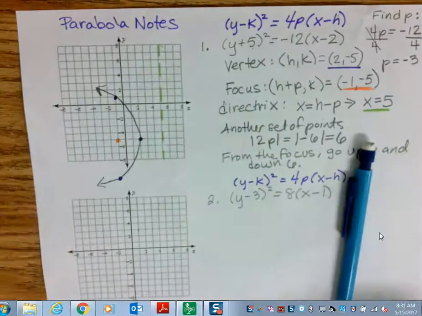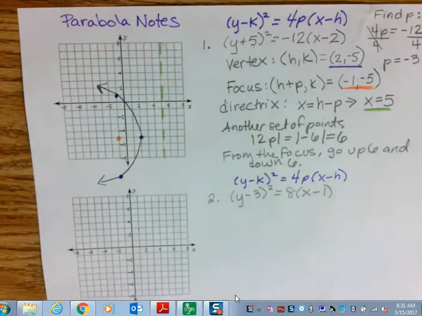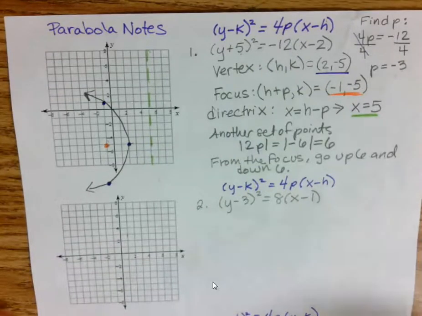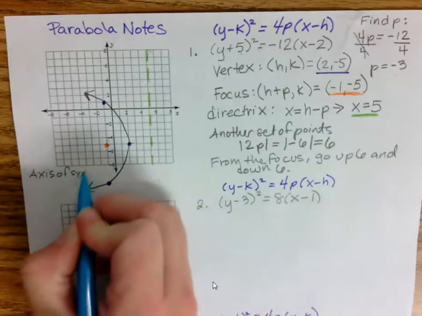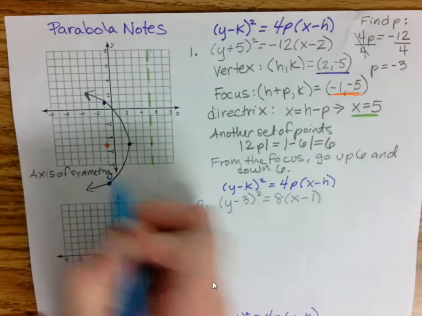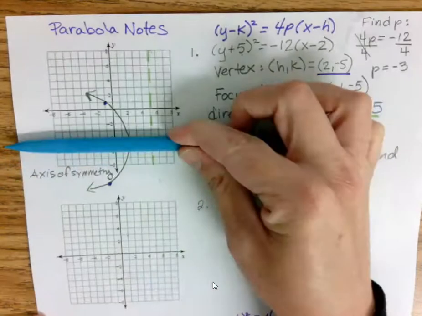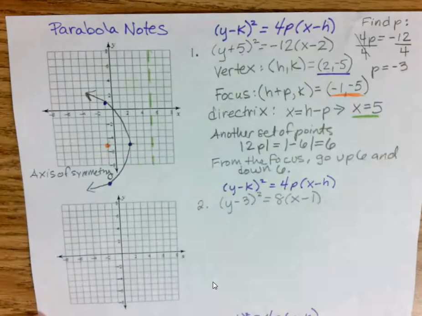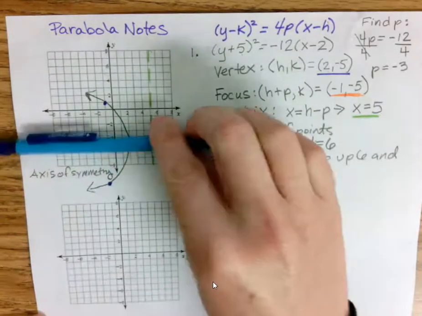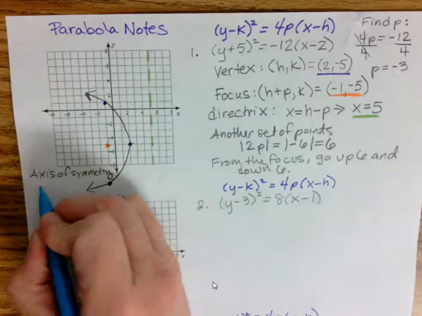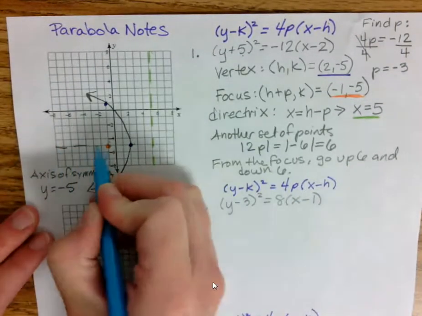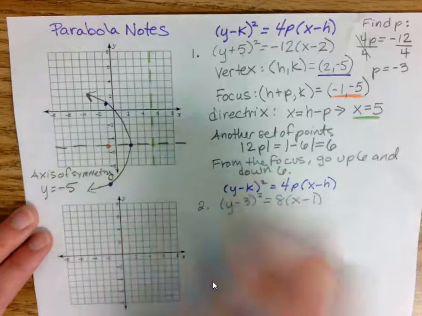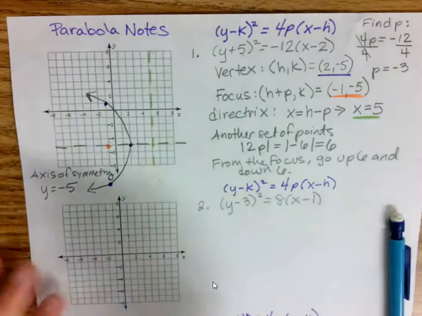Okay. So I'm going to pause there to make sure that you got that. The last thing we need to do for problem 1 is the axis of symmetry. That's going to cut your parabola exactly in half, like that. And you can look at the graph and you can just see that it's going to be y equals -5. And so it's going to go straight across here. So the parabola is symmetric to this line.